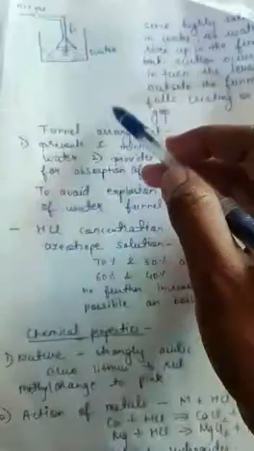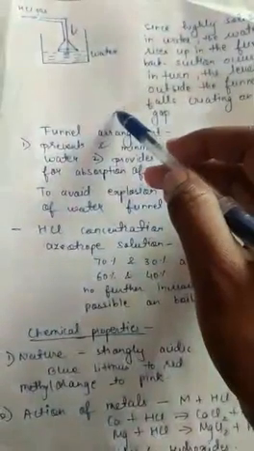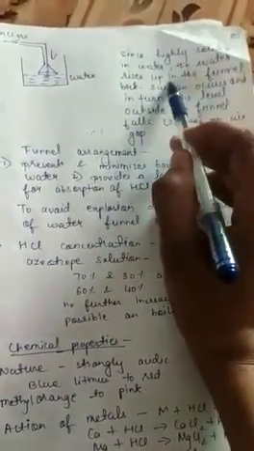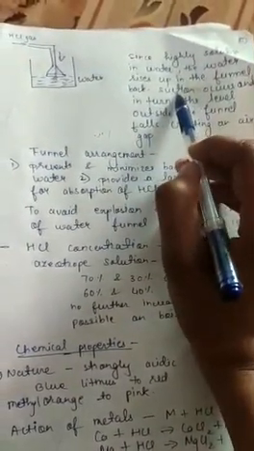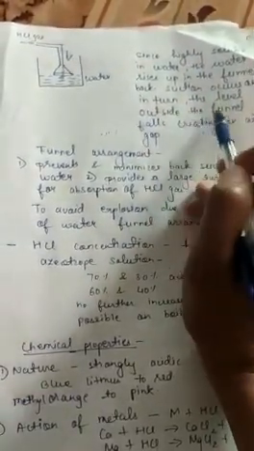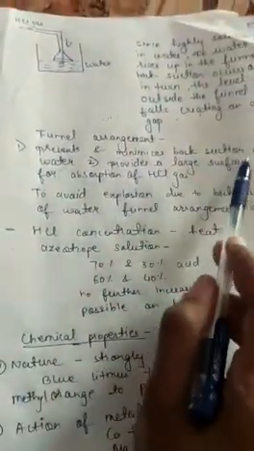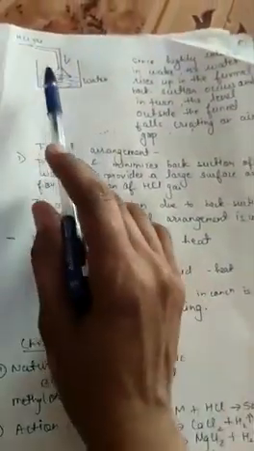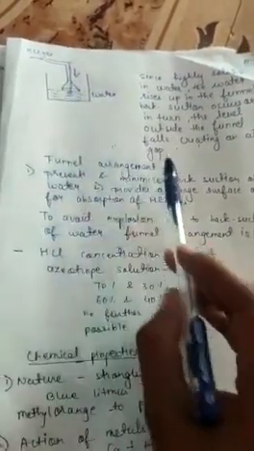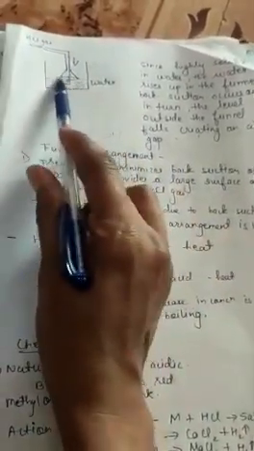Now why is this back suction method used? Pay attention. Since HCl is highly soluble in water, the water rises up in the funnel, that is the back suction process, and in turn the level outside the funnel falls, creating an air gap. So the funnel arrangement is used to prevent and minimize back suction of water. So why is the funnel used? To prevent and minimize the back suction of water so that it does not go up, and it provides a large surface area for absorption of HCl gas.